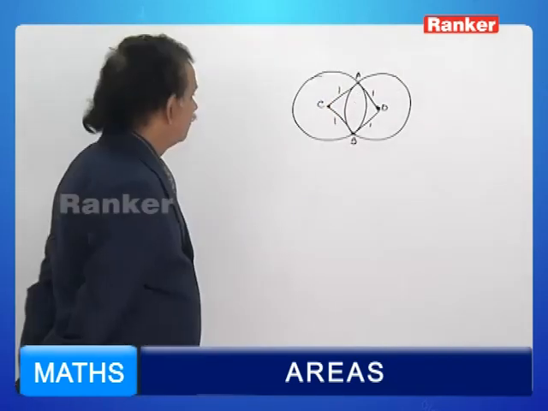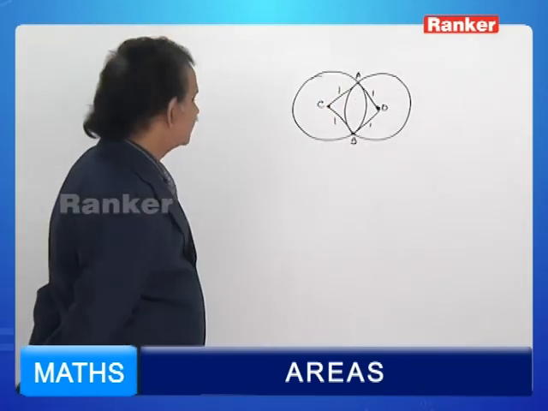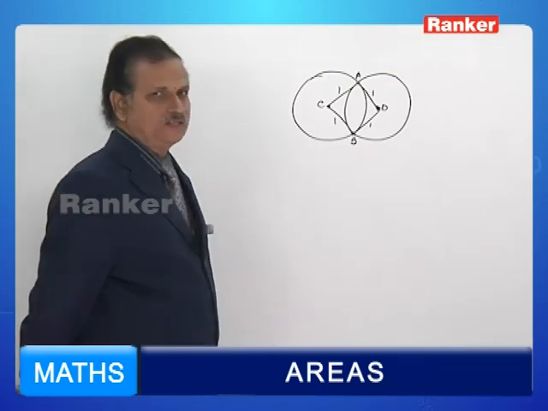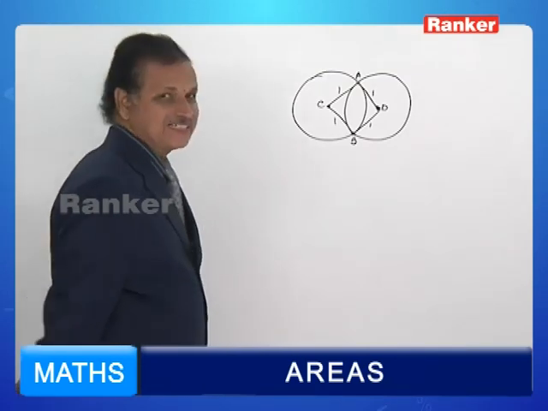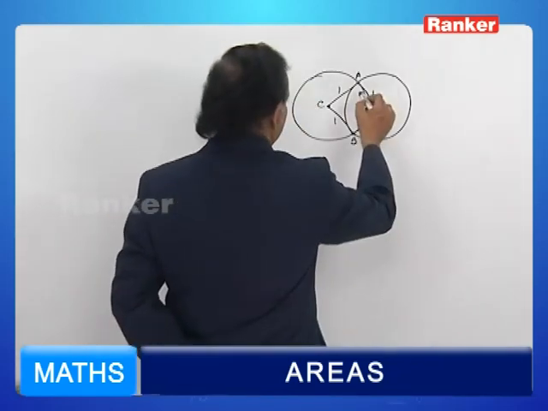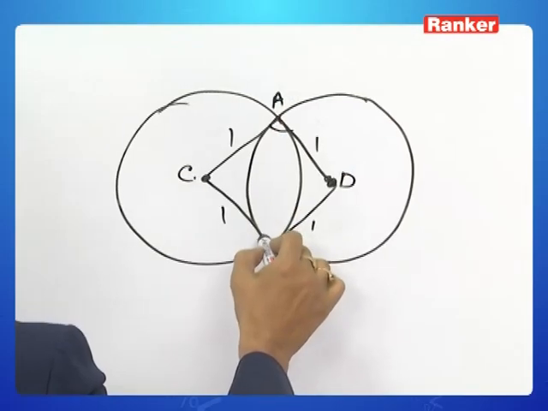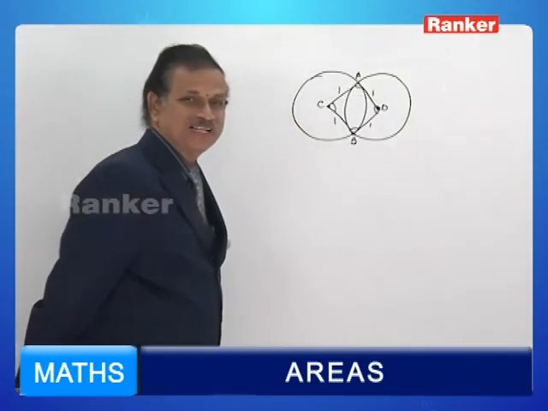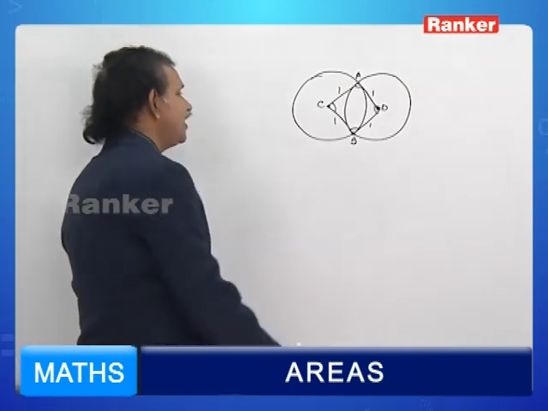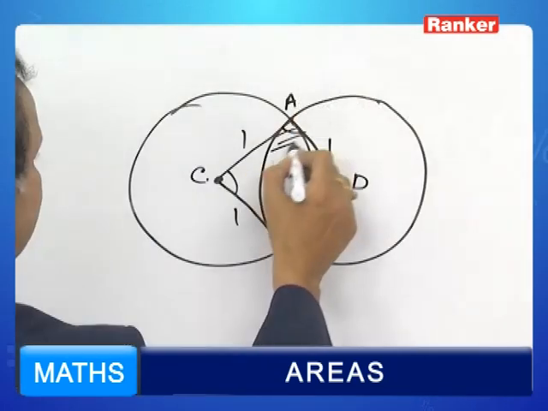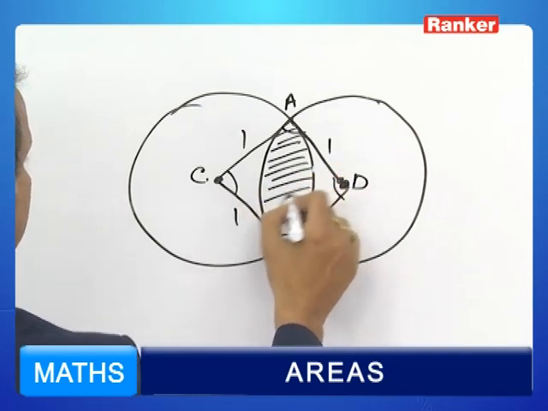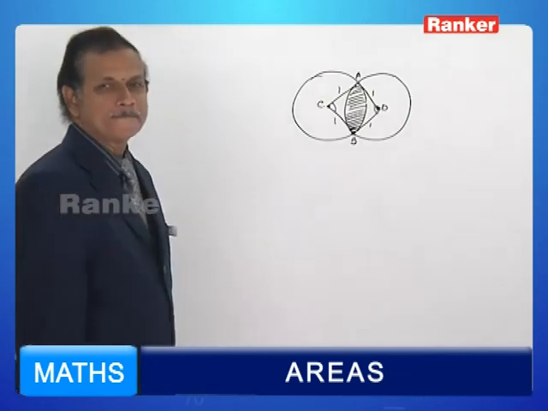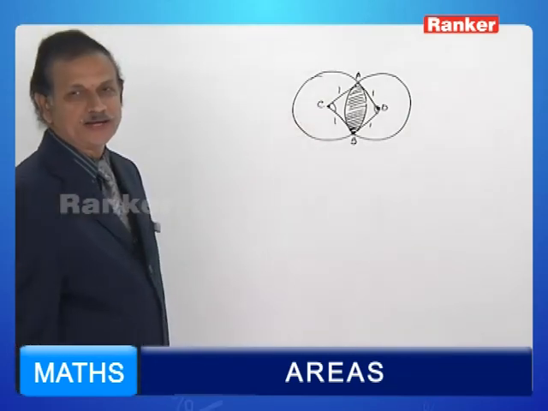Come on, please observe the diagram. Let C be the center of the first circle and D be the center of the second circle, each of radius 1 unit. They cut each other orthogonally. Hence, this angle is 90, this angle is 90, this angle is 90, this angle is also 90. Yes. And the area of intersection is required. That is the area required.